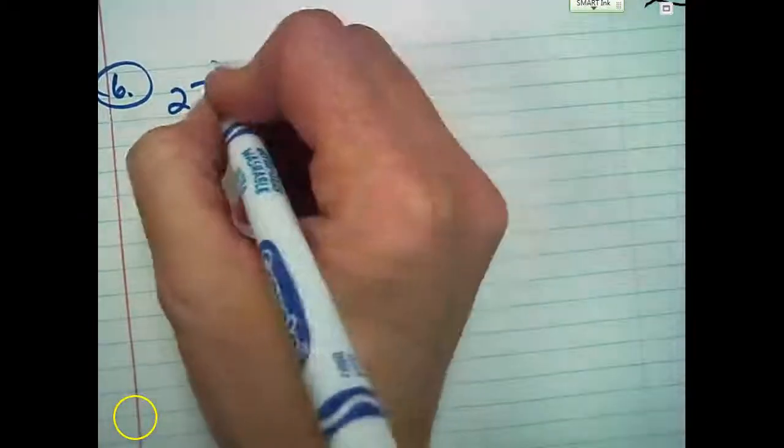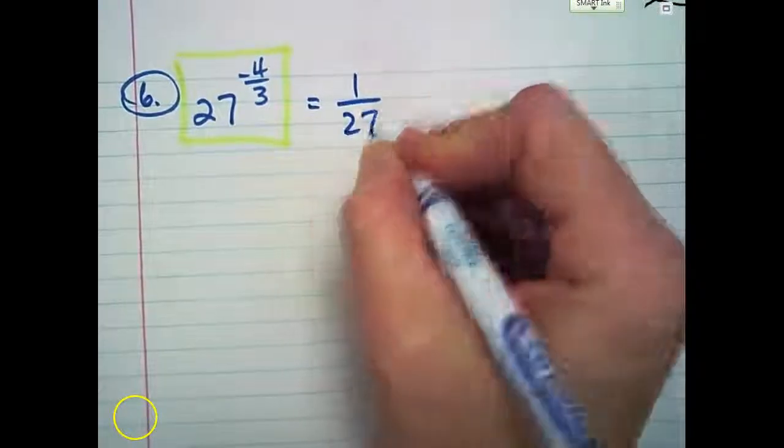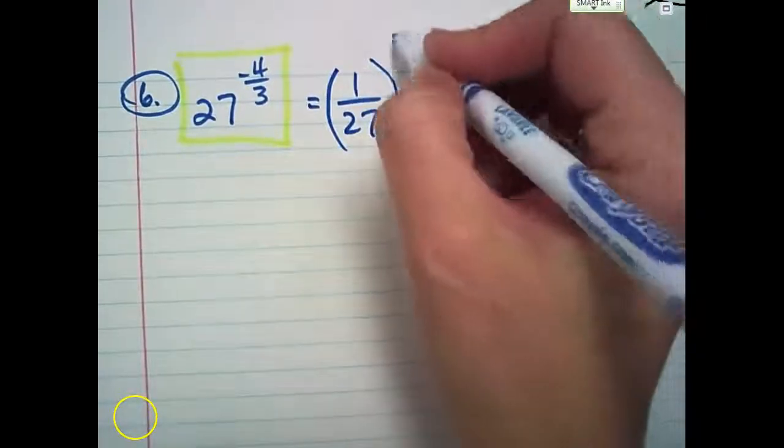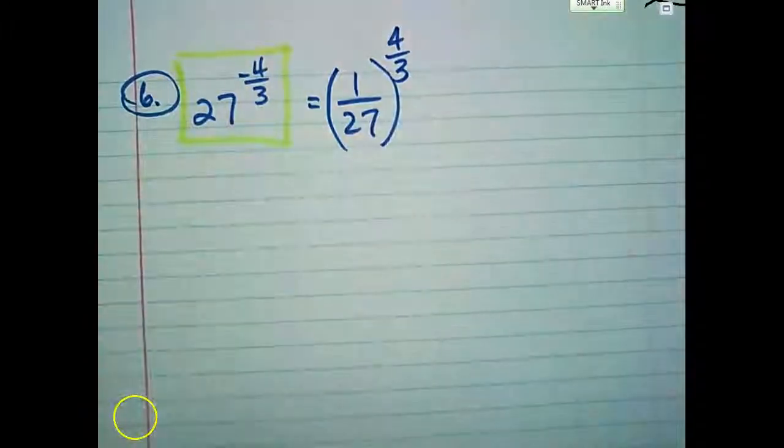27 to the negative 4/3 power. What's the first step? Yeah, instead of using 27, what are we going to use? 1 over 27. Excellent. And then we're going to raise it to the 4/3. What was my little trick? Take the what first? Take the root first.